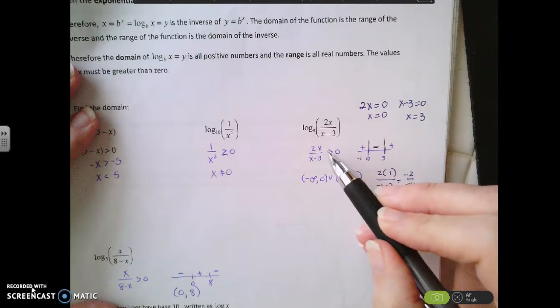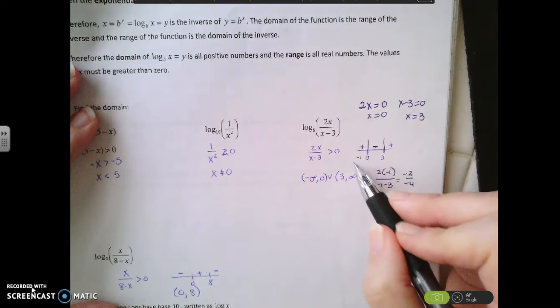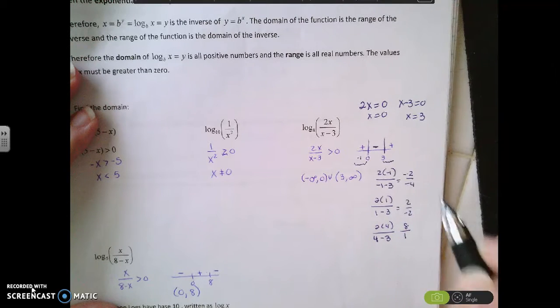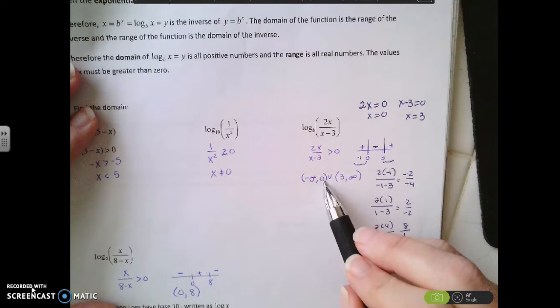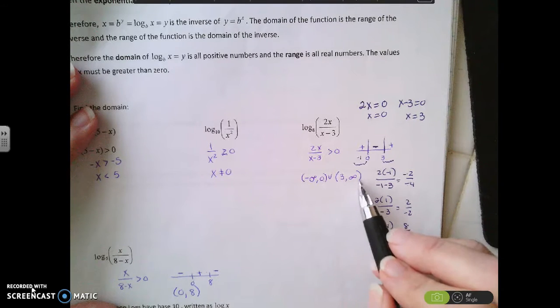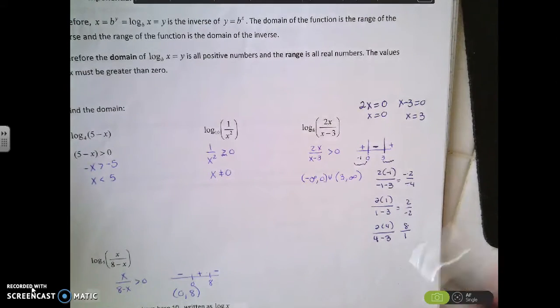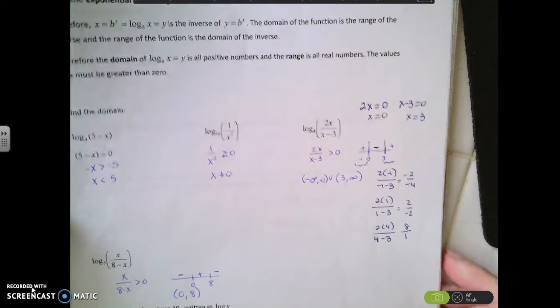So since I want values greater than 0, I want the values to the left of 0, and I want the values to the right of 3. So negative infinity to 0, and 3 to infinity, and the union of those two. So that would be my domain of that logarithmic function.